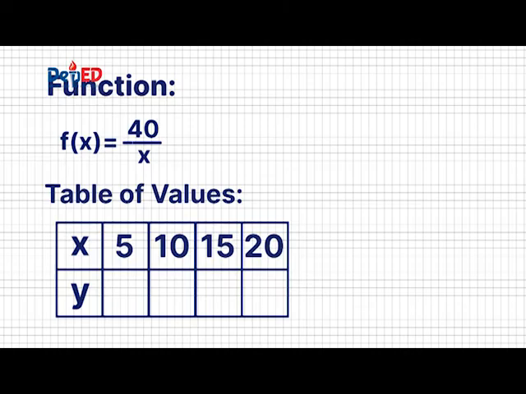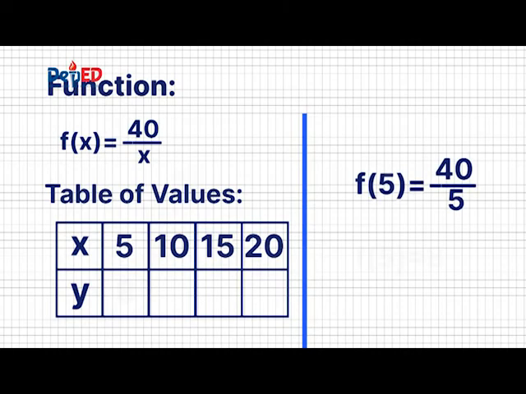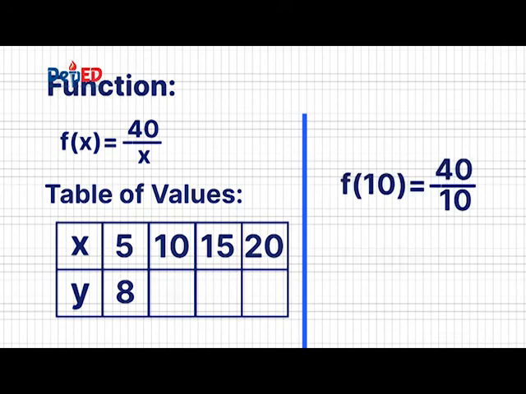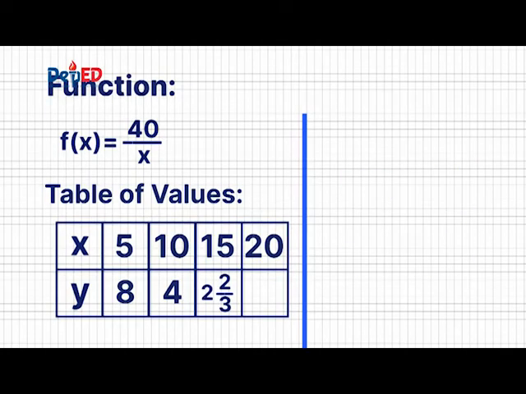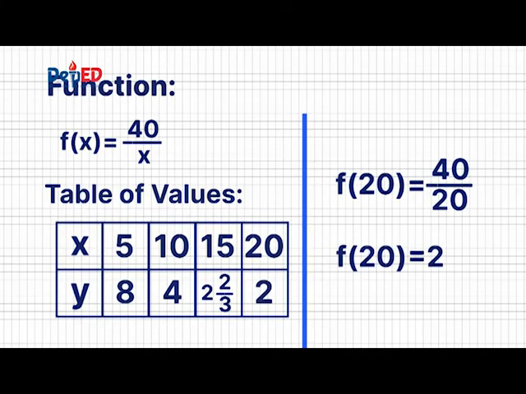Time is up! Let's check your work. For x equals 5, we divide 40 by 5, and that gives us 8. For 10, 40 divided by 10 is 4. The third value, 40 divided by 15, is 2 and 2/3. And lastly, 40 divided by 20 is 2.